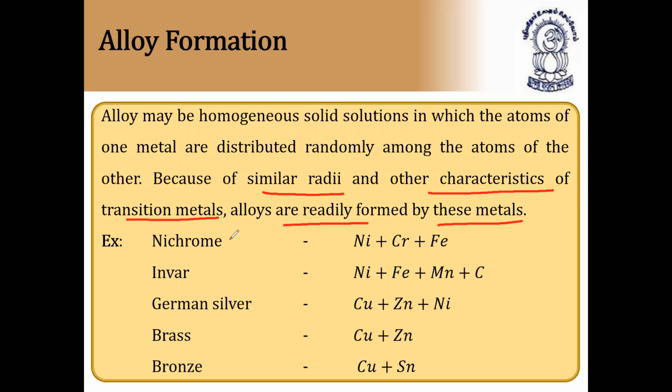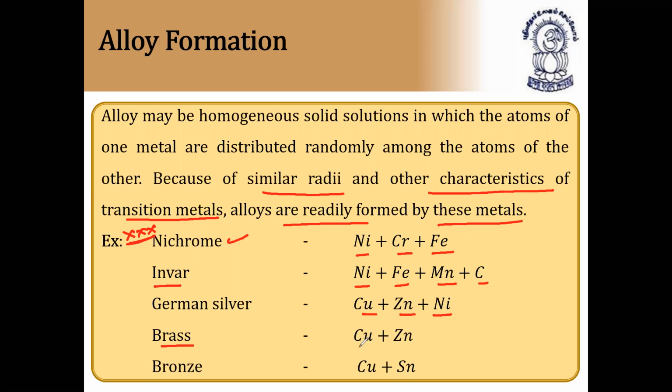For examples of alloys, they'll ask the composition, so the composition of alloys is very, very important. Please note it down. Gather as many alloys as you can from all the books available, because they'll definitely ask the composition of alloys. For example, nichrome consists of nickel, chromium, and iron. Invar consists of nickel, iron, manganese, carbon. German silver is copper, zinc, nickel.